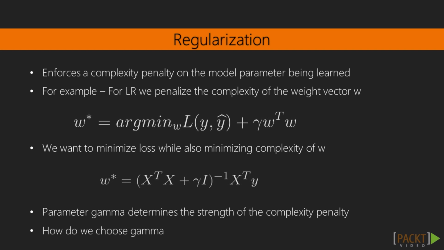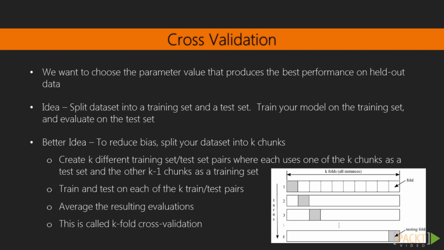Now the remaining question is, how do we choose gamma? Generally speaking, we want the gamma parameter that results in the model that performs the best on unseen data. This is done through a process called cross-validation. Generally speaking, the way to assess a model's performance on unseen data is to make an 80-20 split in your training data and use the 80% chunk to train your model and the 20% chunk to test.